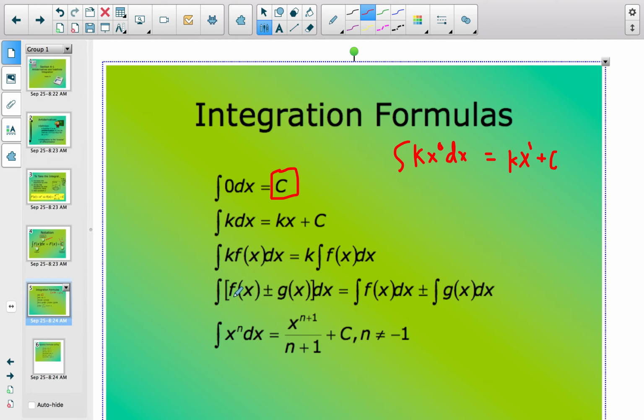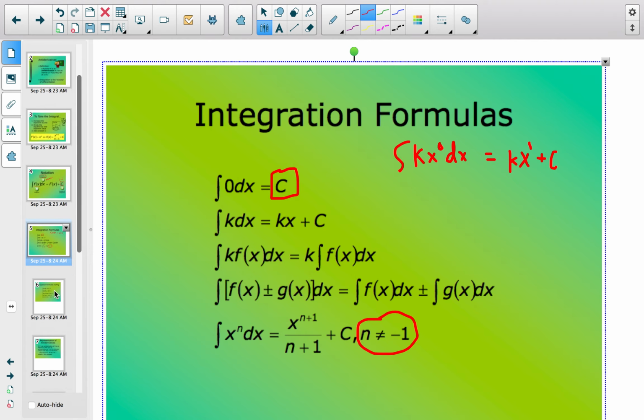Just like in differentiation, the integral of the sum or difference of two functions is the sum or difference of two distinct integrals of those functions. All right, and then the integral of some power of x, we just increase the power by 1 and divide by the new exponent. Notice this works every time, with the exception that n is equal to -1, and we'll talk about that when we get to that section. It's going to be more on natural logarithms.